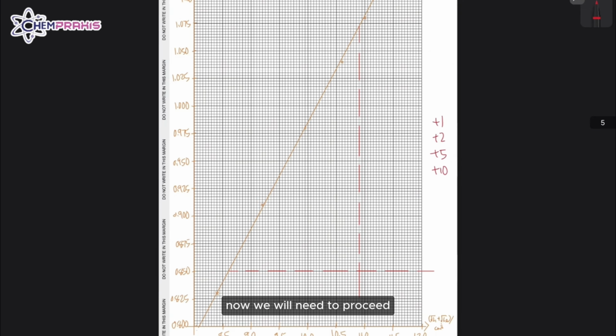Now, we will need to proceed to find gradient and the y-intercept. We will use the rise over run method, which is drawing a triangle between the two coordinates picked. Always pick the points that your line of best fit perfectly passes through, and always try to use the widest range of coordinates in your line of best fit. Now that we have our coordinates, let's proceed with the calculations.